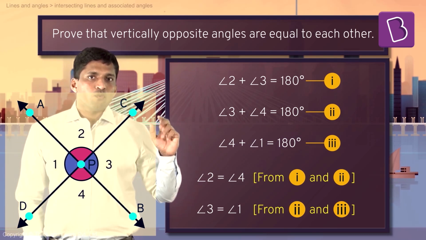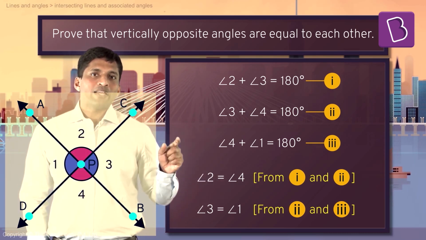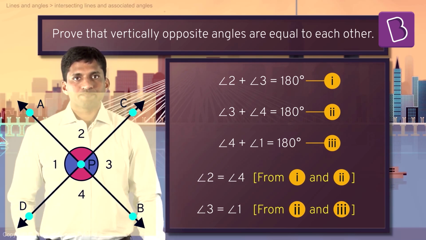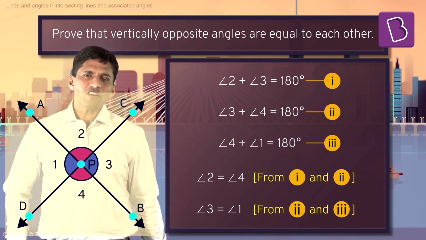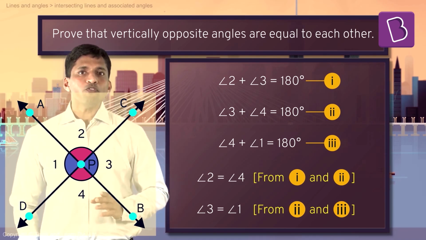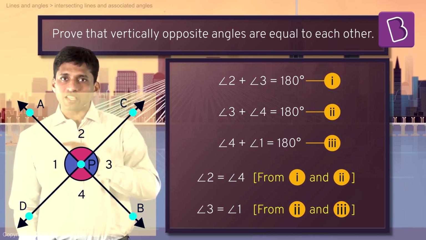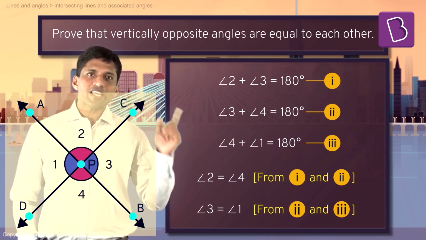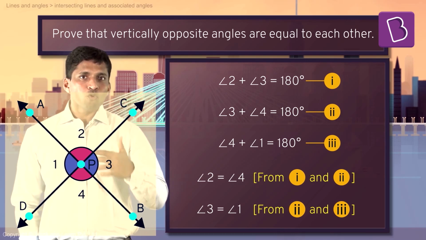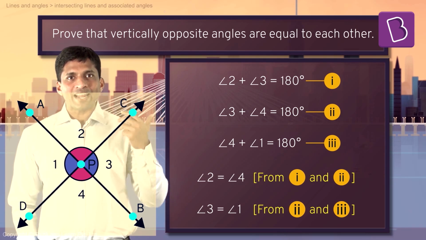So what is the conclusion? Vertically opposite angles are equal when two lines intersect each other. So very easy, right? What are we using here? We are using the linear pair axiom to prove that vertically opposite angles are equal. That's why this can be taken as a theorem now, because we can prove it using an axiom. Axioms cannot be proved. Axioms are the obvious things which are visible, which you can directly understand.